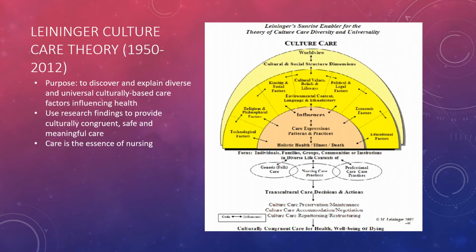In diverse life contexts. These contexts are the context of the nursing care practices, professional care practices, and generic care. So the access to services, like how close are you to a farmer's market, or is there specialized pediatric mental health care in your community that you can access. These influence transcultural care decisions and actions.